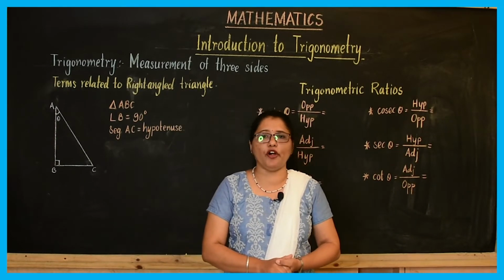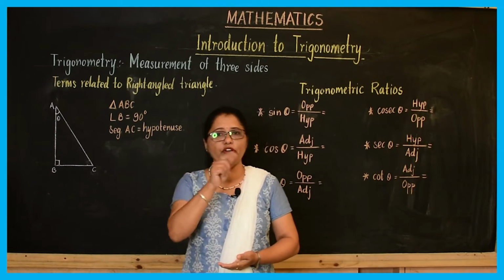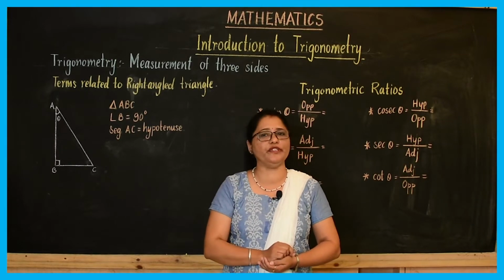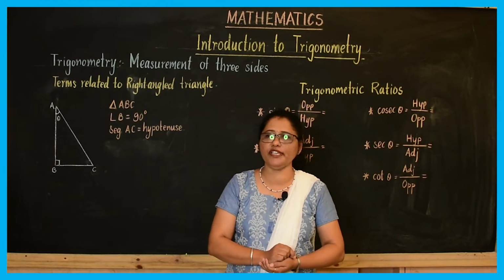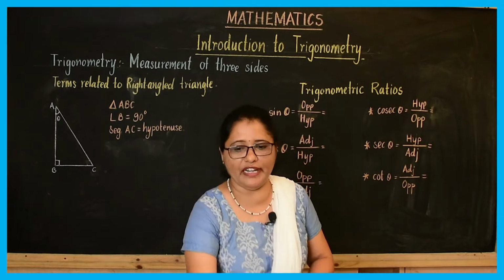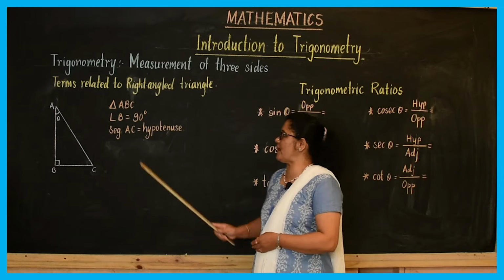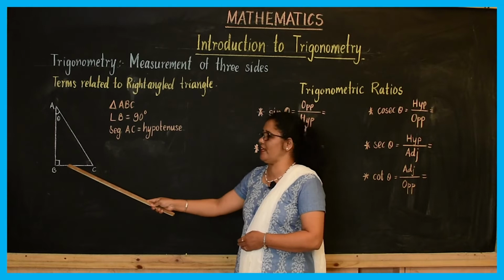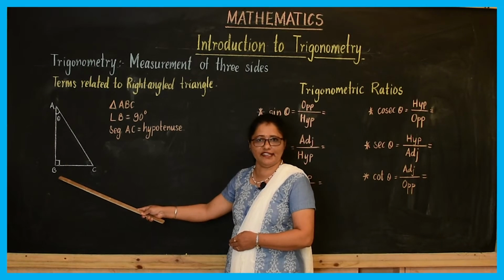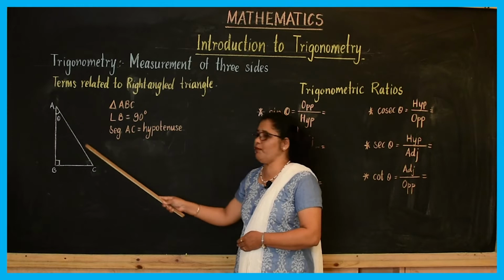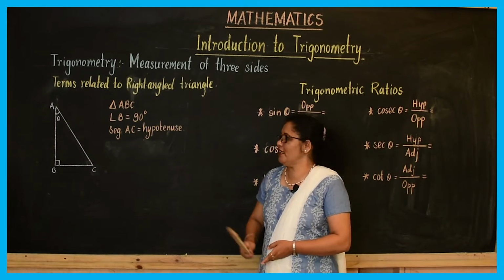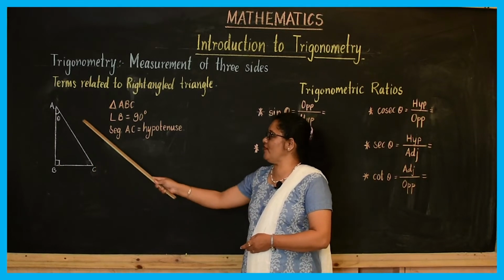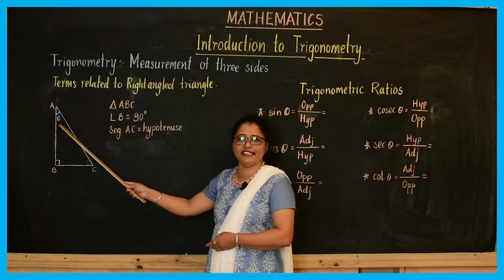So now let's learn about these trigonometric ratios. But before learning the trigonometric ratios, we need to know the terms that are related to right angled triangles. So here we have the terms related to right angle triangles. We have a triangle ABC in which angle B is 90 degrees. Then AC will be the hypotenuse. If angle B is 90, AC is the hypotenuse, and we have one of the angles as theta.